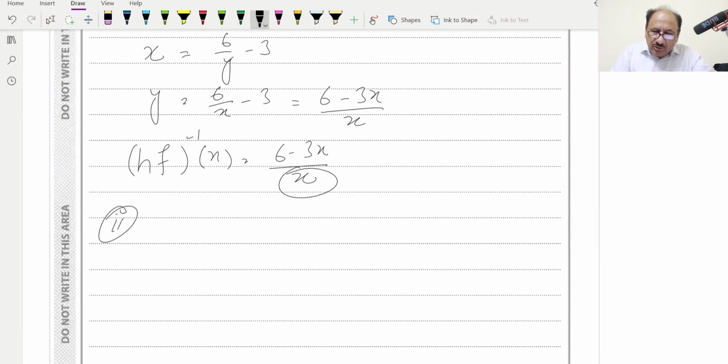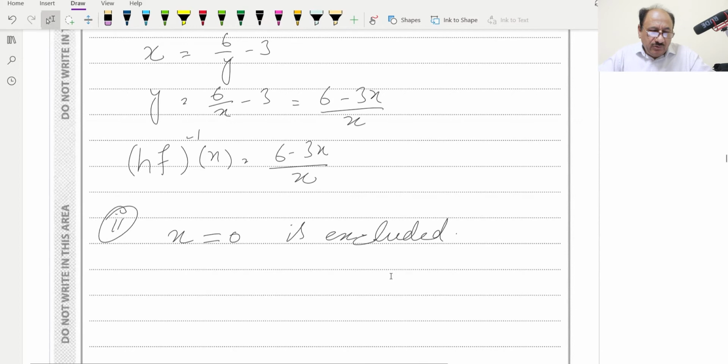This denominator should not be 0, because otherwise it will be an undefined form. So we will write here x should not be equal to 0. We can write this is the value which we have to exclude. So x equal to 0 is excluded. So this is the excluded value.